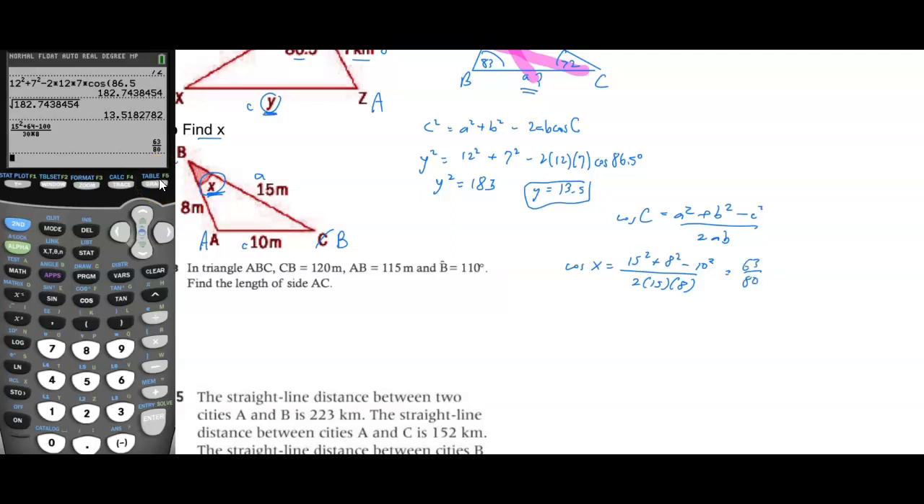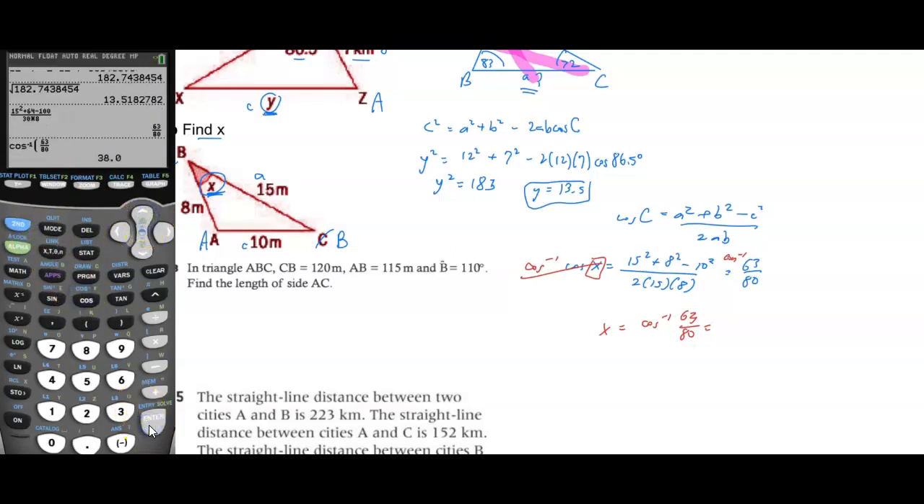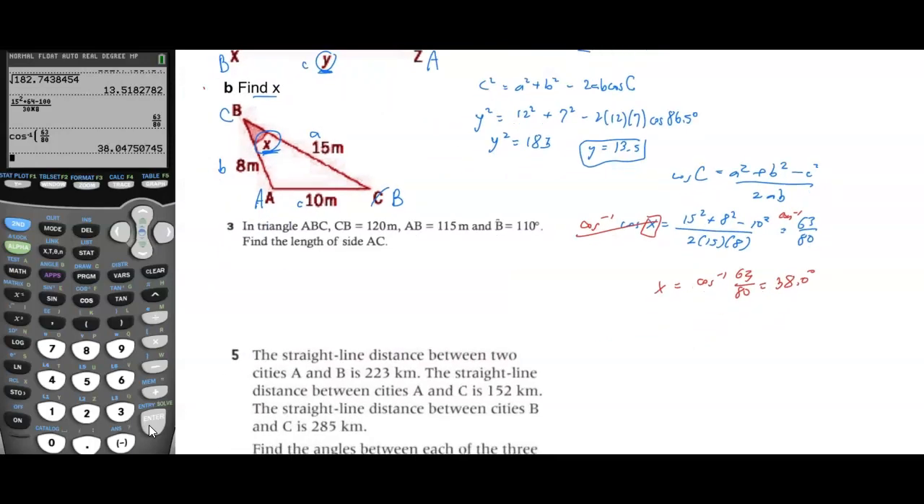And now what I want to do is get rid of the cosine so I can get x by itself. So I put inverse cosine on both sides, and these cancel each other out and leave just x. So now I'm left with x equals inverse cosine of 63 over 80, which is equal to 38.0. So the angle is 38.0 degrees. Okay, so that was this one here.